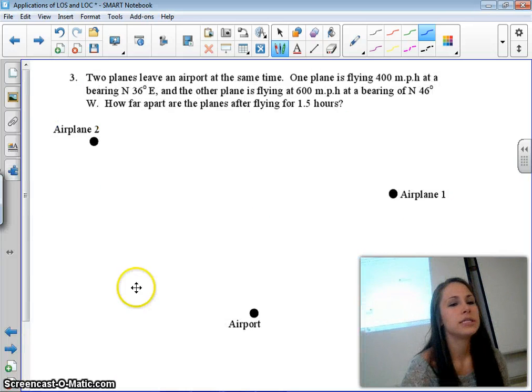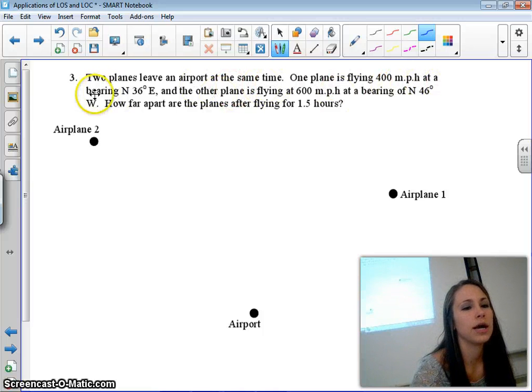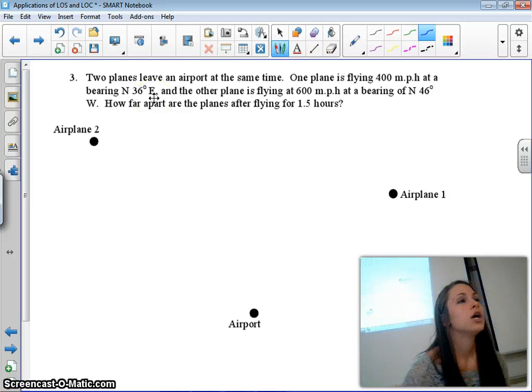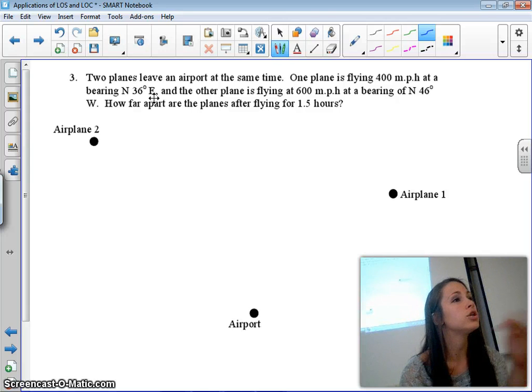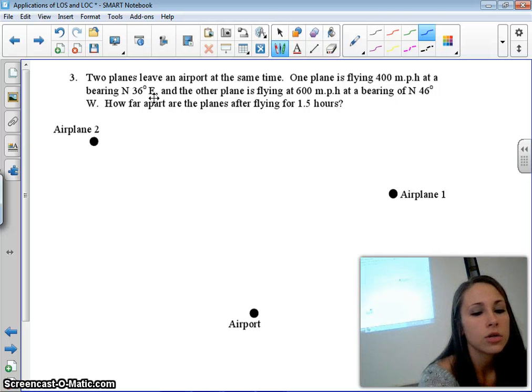Okay. So it says, two planes leave an airport at the same time. One plane is flying 400 miles per hour at a bearing of north 36 degrees east. You don't need to try to figure out whether that's airplane 1 or airplane 2, okay? All you need to do is draw your bearing, and that'll point you to the plane that is, okay? Does that make sense?